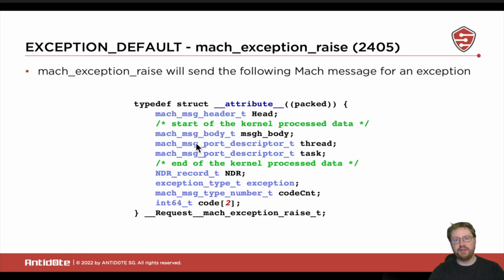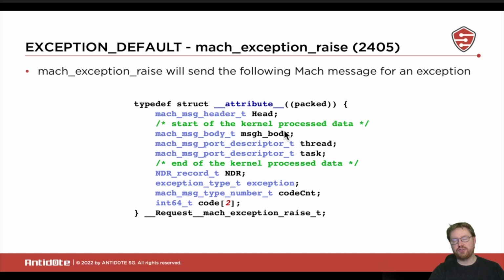So let's look into the messages that you actually get as the server. The ID number for the message is 2405 when you have a default exception behavior. Then this exception message looks like this. Basically we have the Mach header and the message body, but this is a complex message.